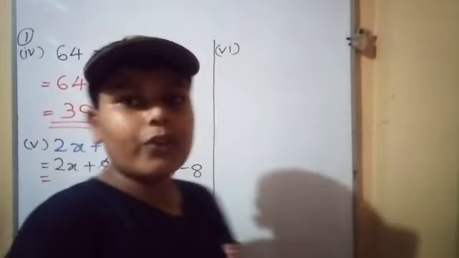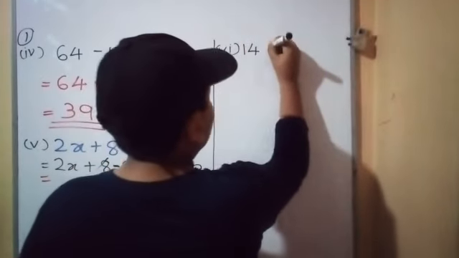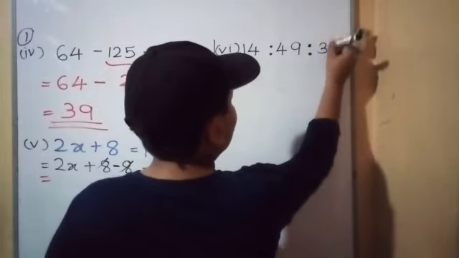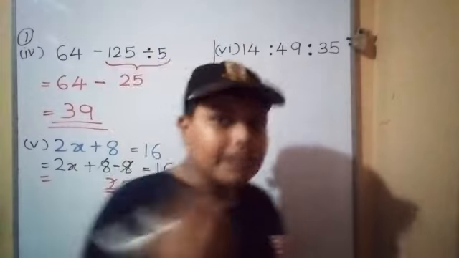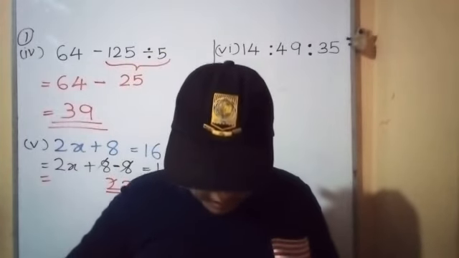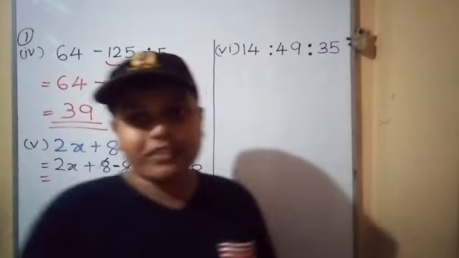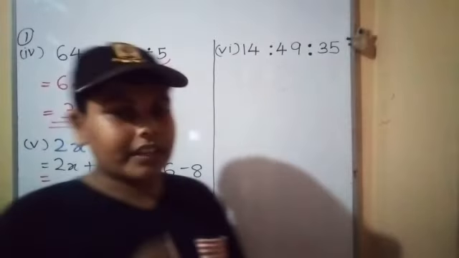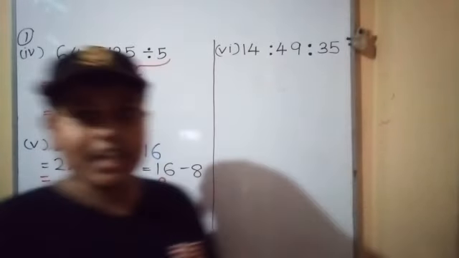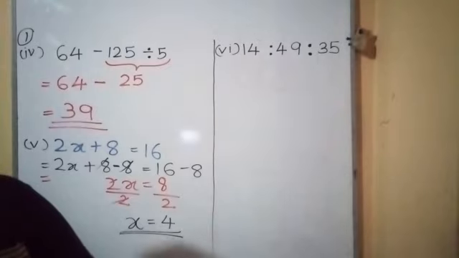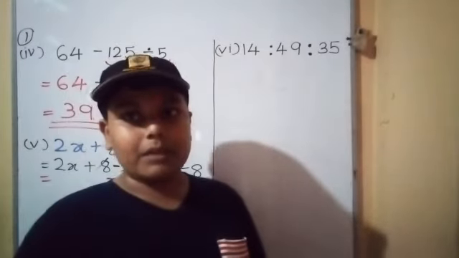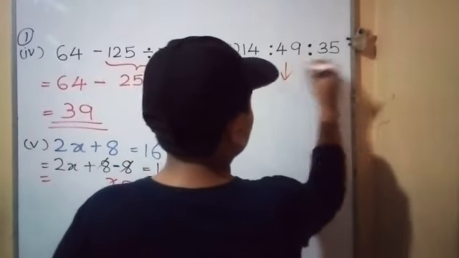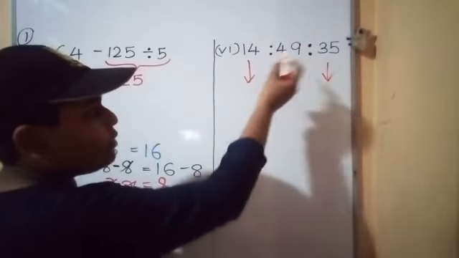14 to 49 to 35. Now simplest form means they are in the simplest form. So write down the ratio 14, 49 to 35. Now what is the simplest form? You want to check whether they can be divided by the same number. You want to divide them all by the same number. So what can we divide all of them by? 14, 49, 35.